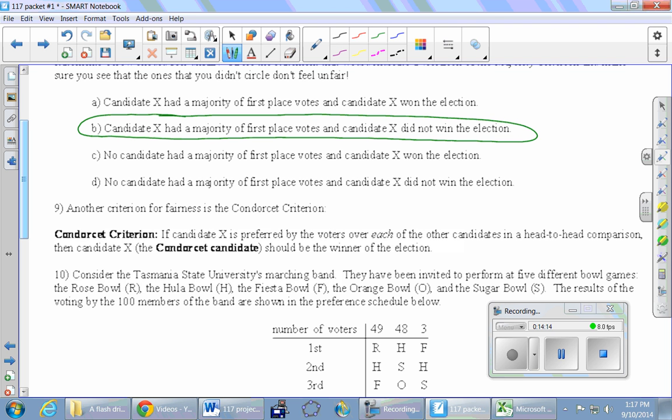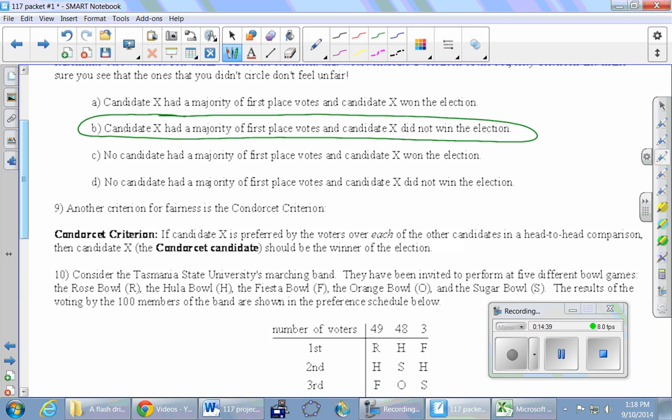Okay, let's think about this carefully. If one candidate is preferred against everybody else head to head, you guys remember we did the method of pairwise comparisons? And so we'd compare every candidate versus every other one. If one candidate happens to beat every other candidate in a head-to-head, they should win. Seems fair, right? This one person is preferred against everybody else, they should win.